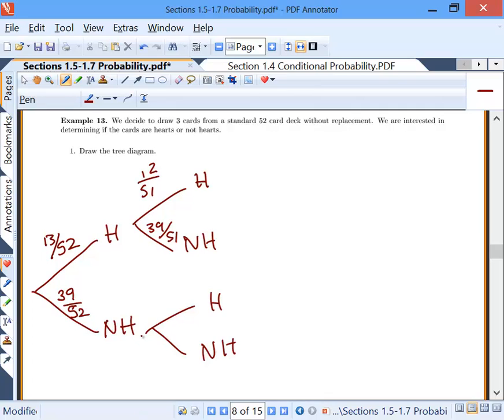Now let's say we drew out a not hearts card on our first draw. How many hearts are left to choose from for the second draw? 13. How many cards are there? 51. Now I drew out a not heart card, so how many not hearts are left? 38 out of my 51.